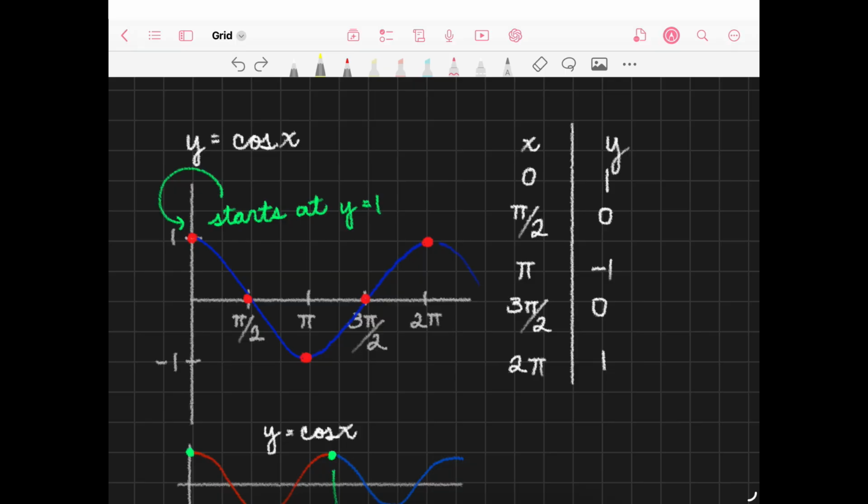In our cos x graph, when we substitute x with these values, we have y equals 1, 0, -1, 0, and 1. So there's also a pattern in our cos x graph, except that we start with y equals 1.